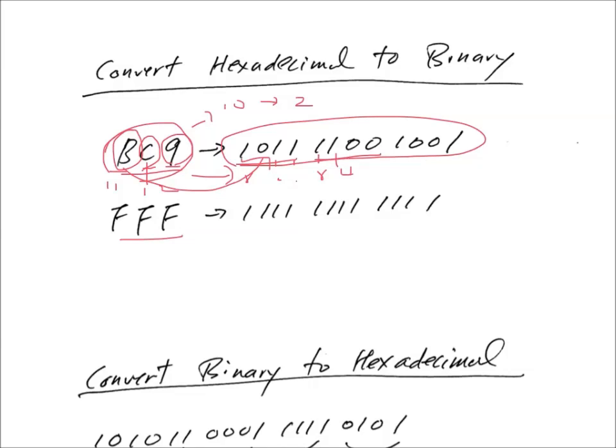How about this one? FFF. F is the numerical value 15, and 15, we know, is 1111 in binary. So FFF in hexadecimal will be 1111, 1111, 1111 in the binary system.